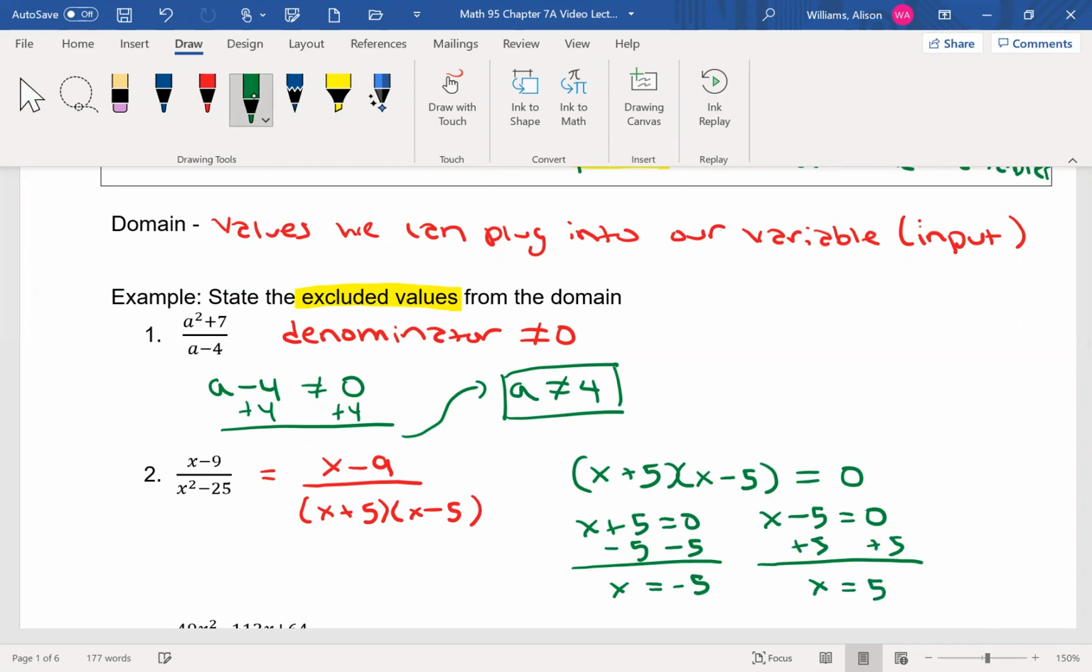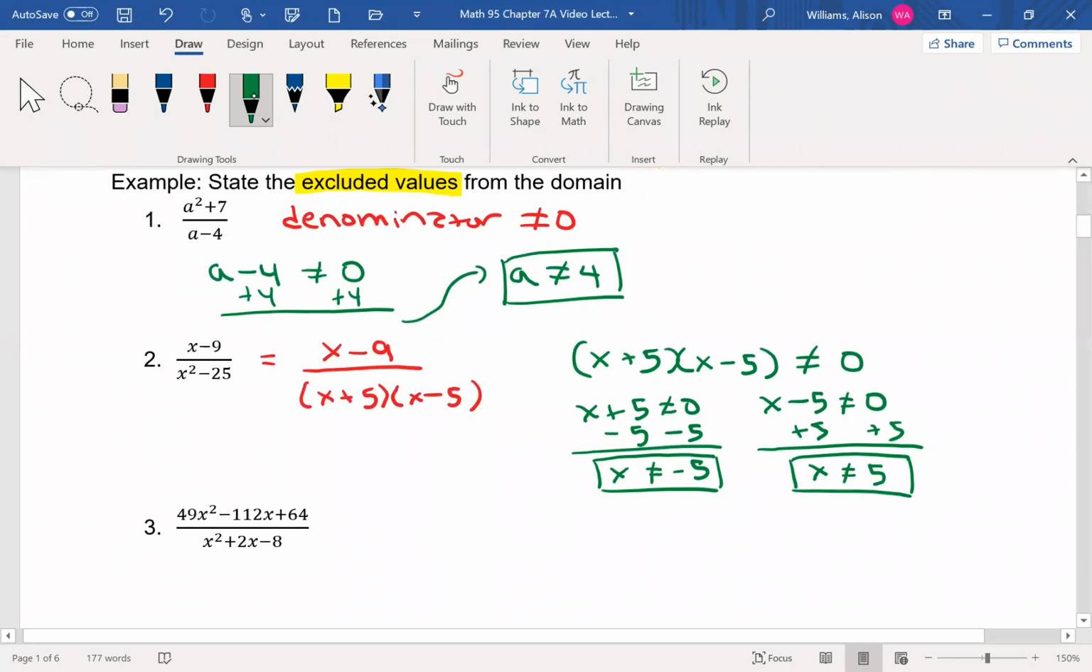So when x is -5 or +5, I'm going to get 0 in the denominator. So basically, this can't happen. So I'm going to go through and put not equal because that's actually what I don't want to plug in. If I plug in -5 or 5, I get 0 in the denominator, and that's undefined. So that's not part of the domain.